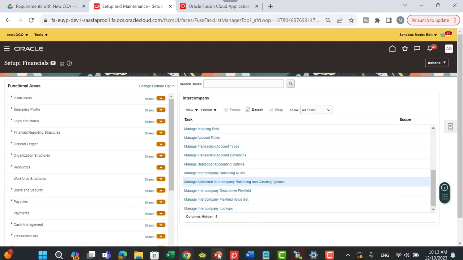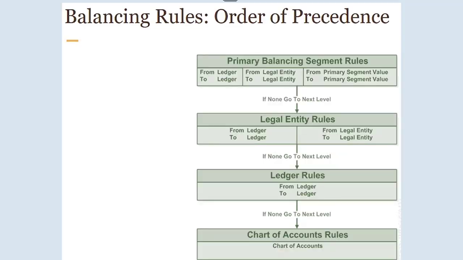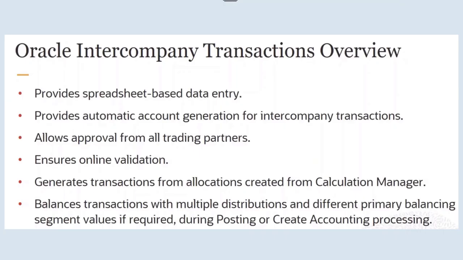Now let's go to our slides. The third part is Oracle Intercompany Transaction Overview. We will talk about how we can create our intercompany transactions in a number of ways. We can do them manually through the user interface. We can enter them through a spreadsheet. We can import them, and we can generate them from allocations.